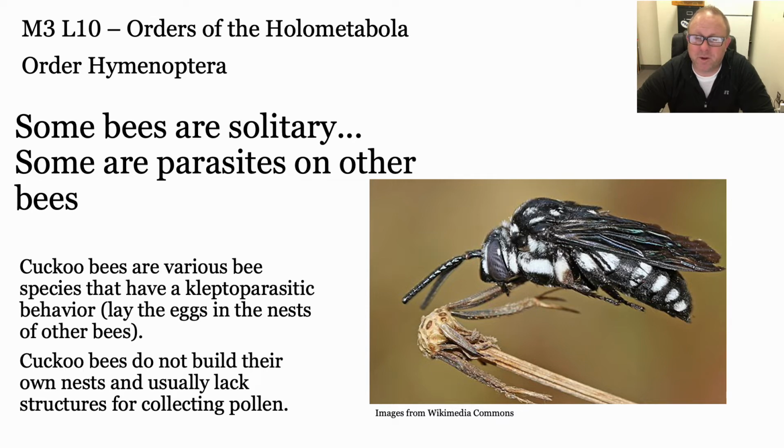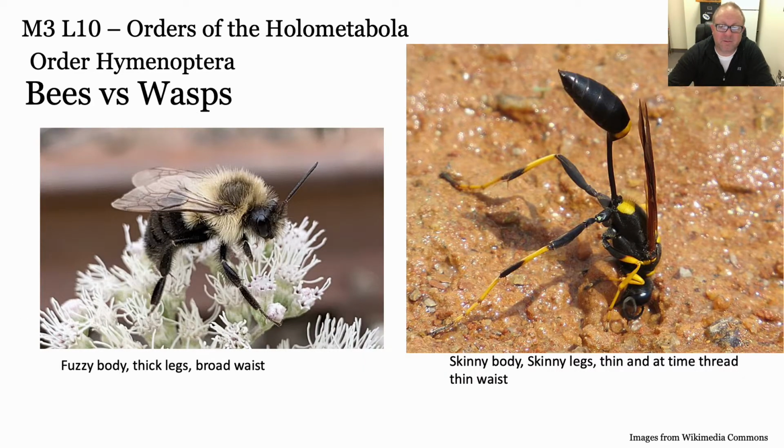The cuckoo larvae will hatch out. It will consume the host larvae's pollen ball, and the little babies will kill the other larvae that are in the nest and eat them if they can. Kind of bizarre. But something that takes place actually a lot more in the animal kingdom than we'd like to probably think about. All right, bees and wasps, what's the difference?